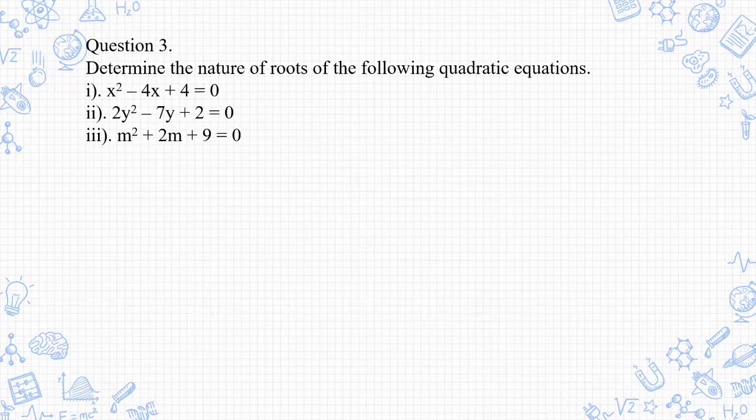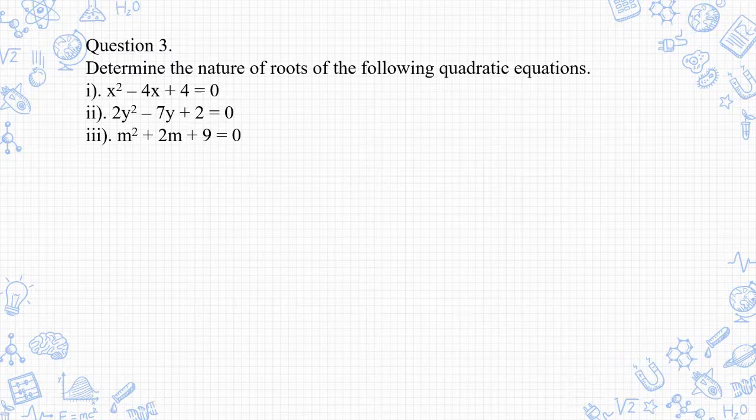Let us see the third sum of this exercise, and here we have to determine the nature of roots of the following quadratic equation. If you remember the nature of roots, we have three types of nature depending on the values of the discriminant. So if the value of the discriminant, that is b square minus 4ac, is equal to 0, then I'll say that the nature of the roots of the quadratic equation are real and equal.